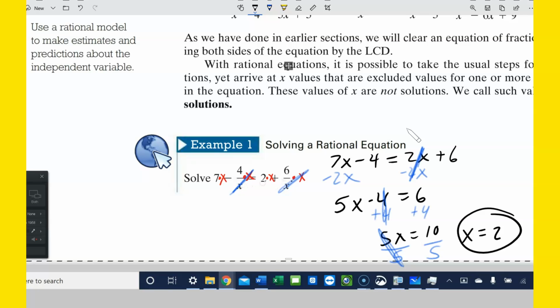If you plug in 2 for x, you don't get 0 on the bottom, you get 2. So that's not a problem here. So x really is the solution. But we've got to keep that in mind when we get to the next examples.